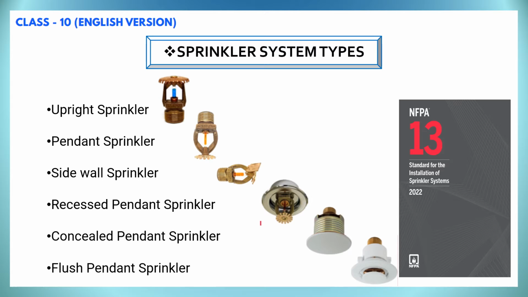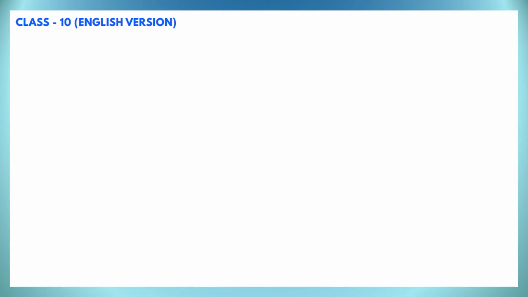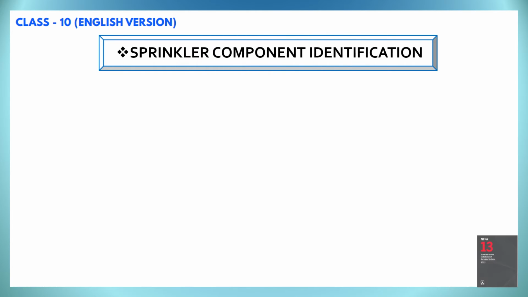The orientation for the upright sprinkler, as you can see from the figure, is upwards, and the orientation for the pendant is downwards, and for the sidewall the orientation is on the side. We shall discuss the flow patterns in our next class. In the next slide we will discuss the sprinkler components in detail. Let's go through the sprinkler components.